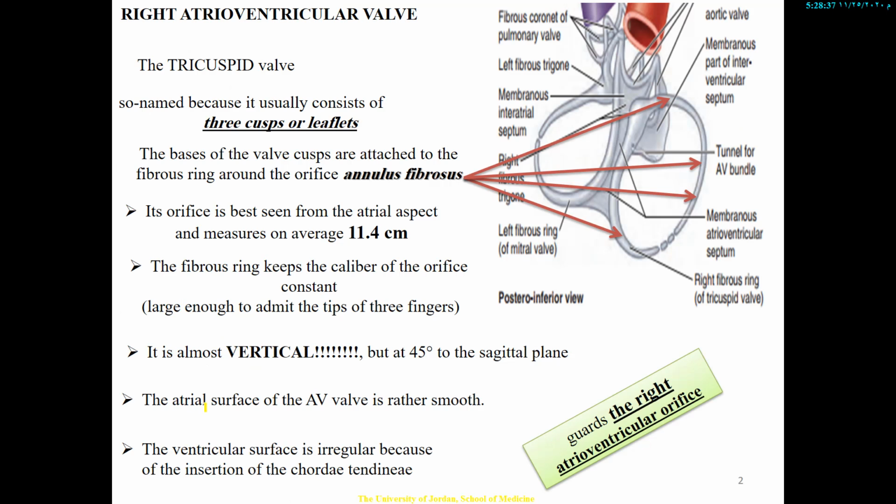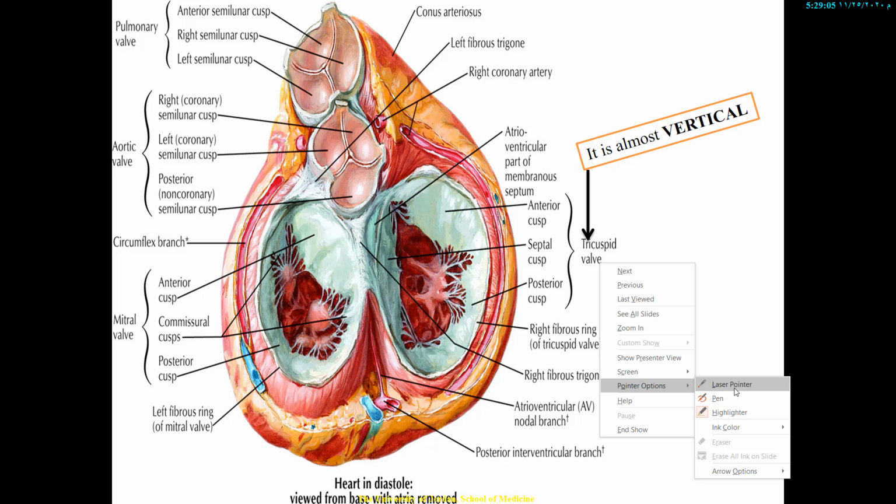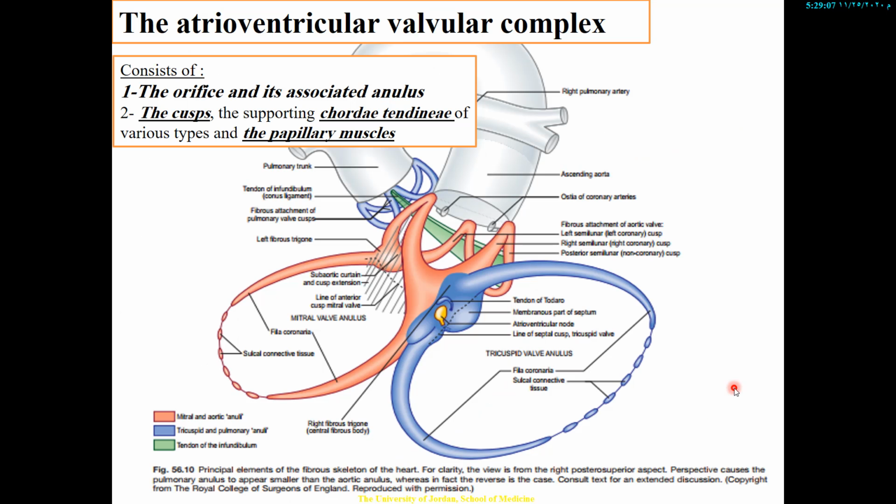What else? The atrial surface of the atrioventricular valve is rather smooth. The ventricular surface is irregular because of the insertion of the chordae tendineae. We will talk about this as we proceed and talk about the histology of the cusps themselves. Now, this is again to highlight the fact that the tricuspid valve is vertical in its anatomical position.